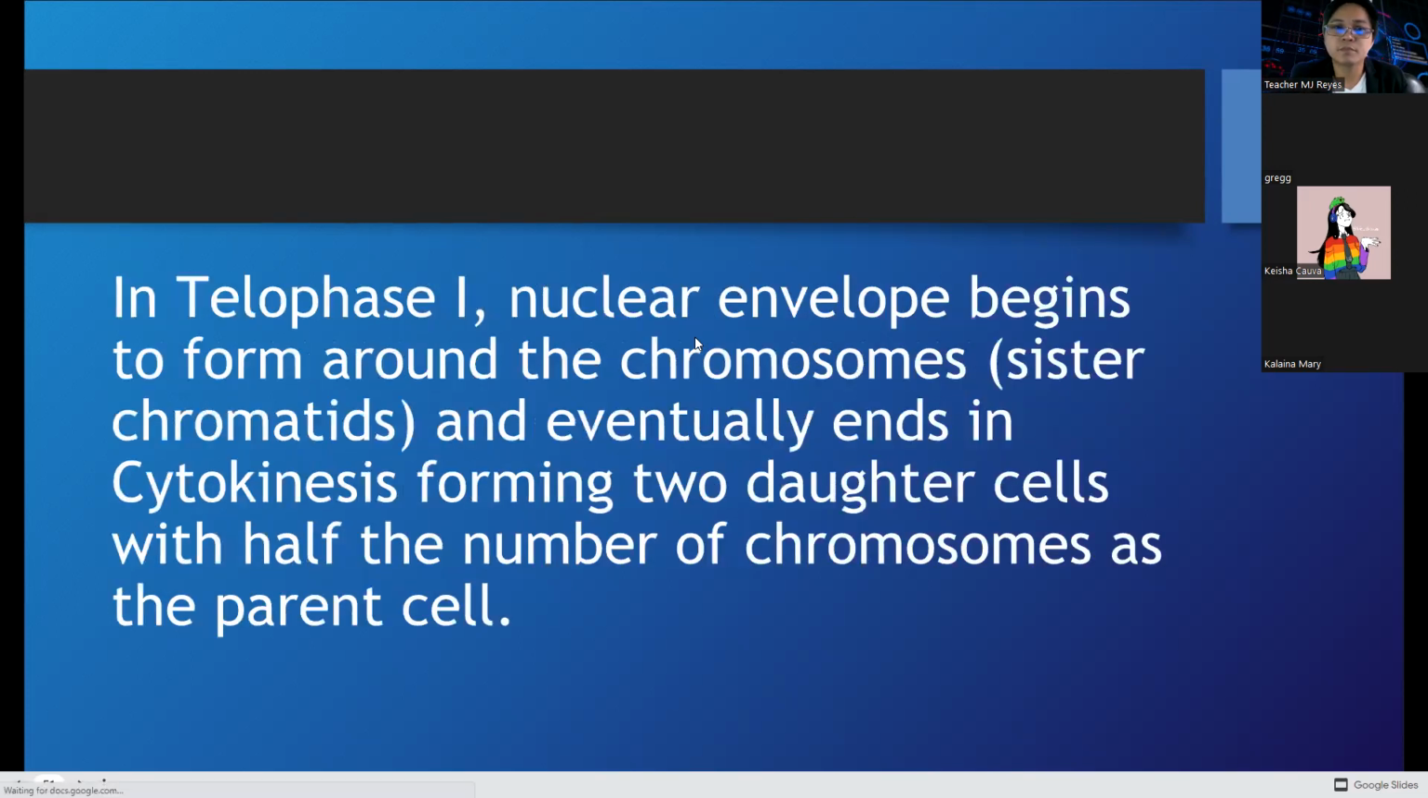In telophase 1, the last phase of meiosis 1, the nuclear envelope begins to form. This is now the building up stage. It forms around the chromosomes, sister chromatids, and eventually ends in cytokinesis, forming two daughter cells with half the number of chromosomes as the parent cell. So that's meiosis 1.